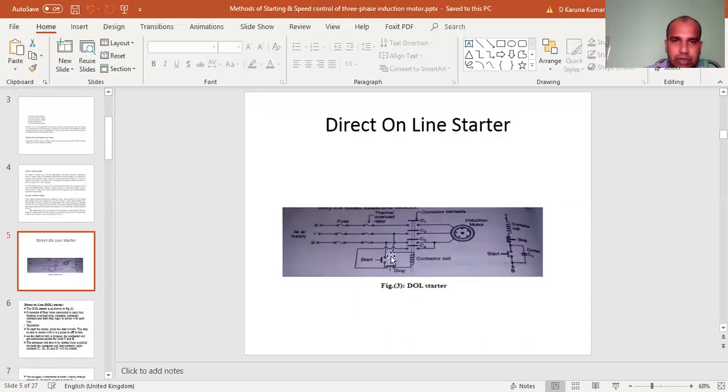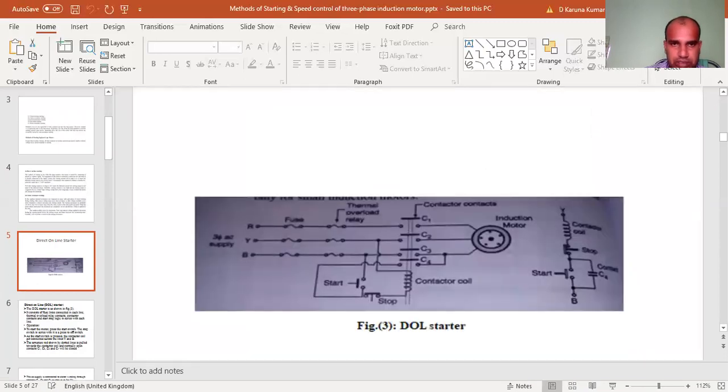The first one is the DOL method. This is a DOL starter. Here the supply is given to the three-phase supply. These are fuses, these are thermal overload relays, this is the start button and the stop button. These are contactors, and this is the induction motor.